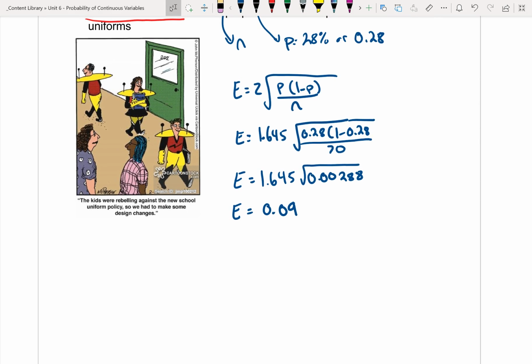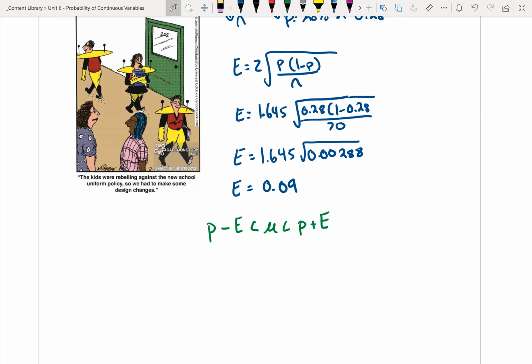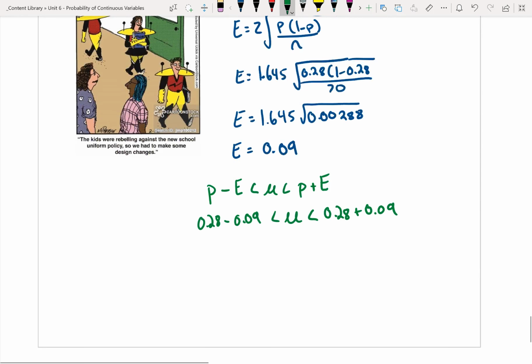So now I can take that and plug that back into my formula for the confidence interval, which was P minus the margin of error and P plus the margin of error. So I have P, which is 0.28, minus 0.09, and 0.28 plus 0.09. And when I simplify, I get 0.19 and 0.37.